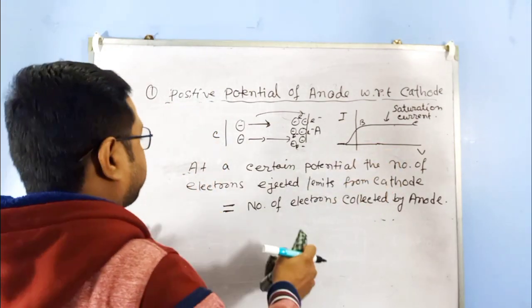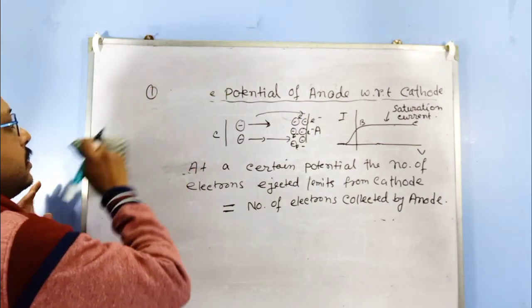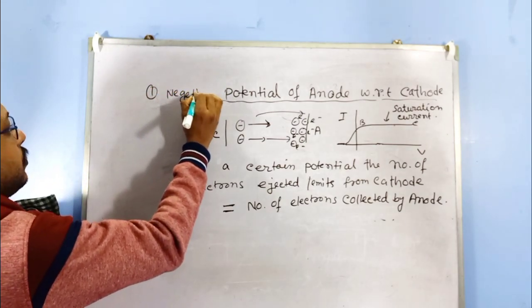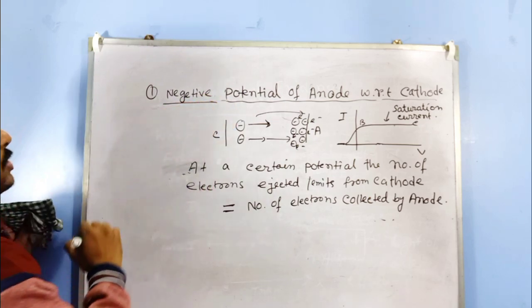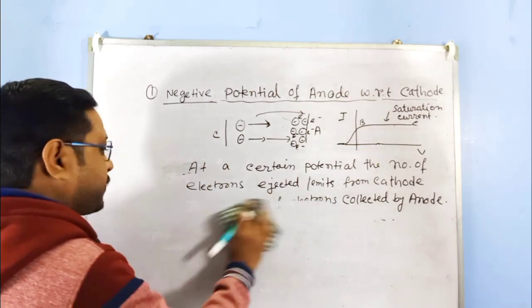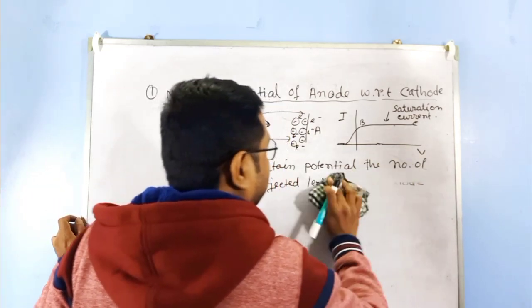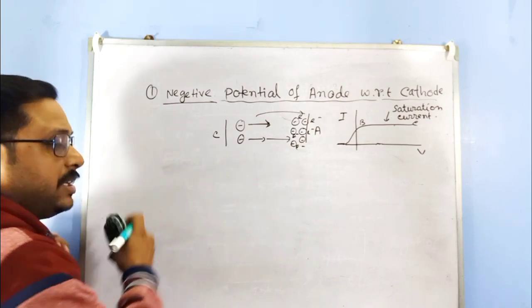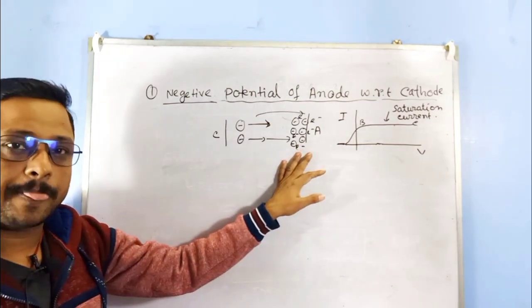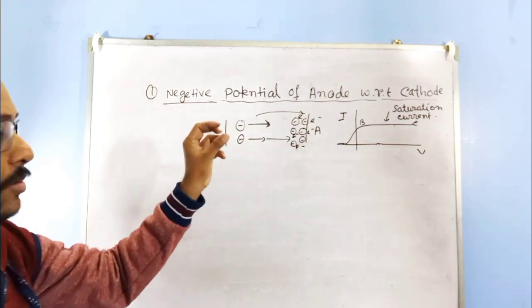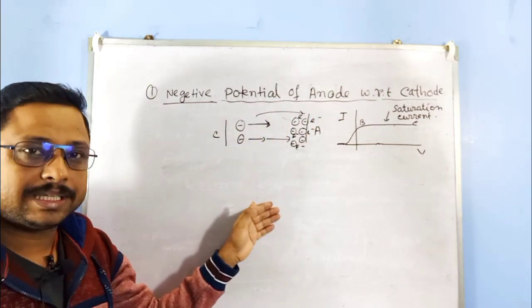Now, if the anode is kept at a negative potential with respect to the cathode, then what will happen? If we take the anode negative, then obviously electrons will be repelled by the anode. So, they are repelled by the anode, therefore the photocurrent decreases.